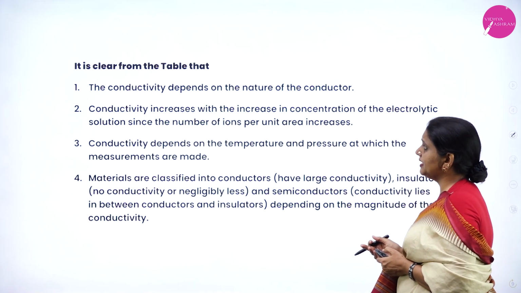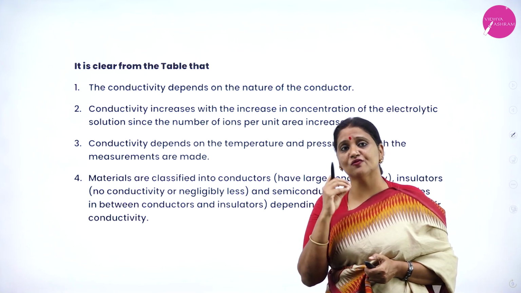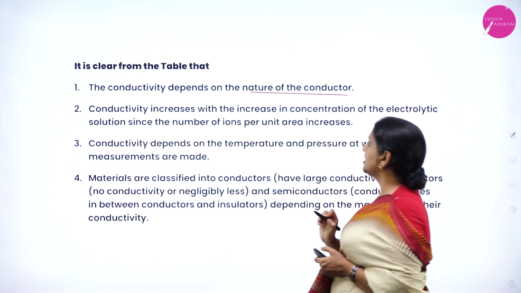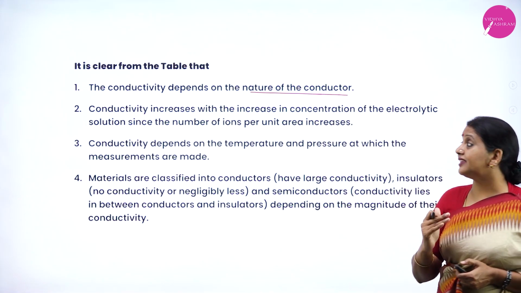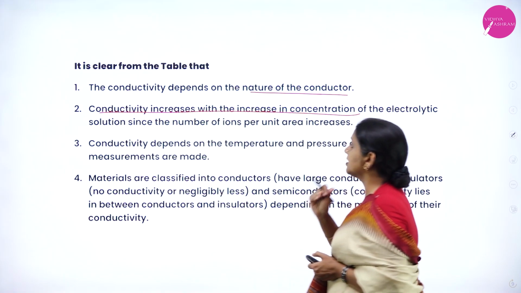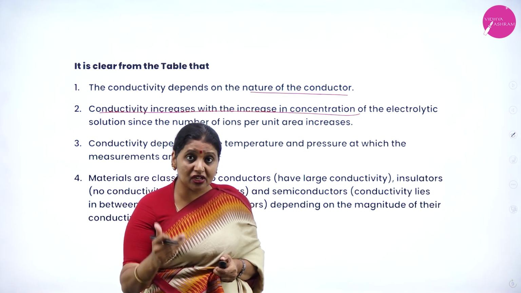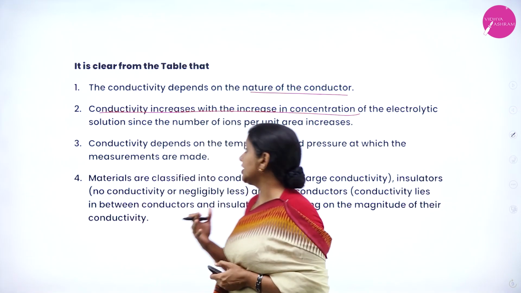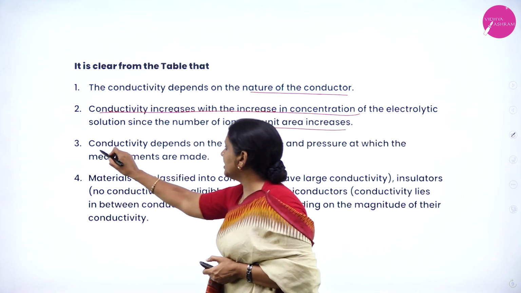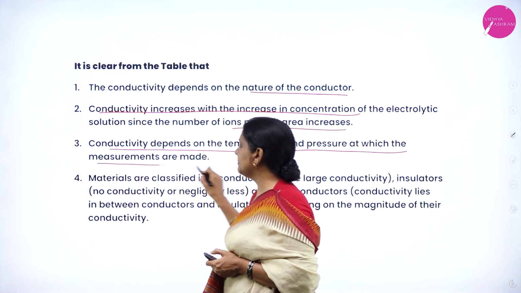Okay. Next, conductivity. How does conductivity depend on certain factors? Conductivity depends upon the nature of the conductor. And conductivity increases with increase in concentration. Why does conductivity increase with increase in concentration? Because as the concentration increases, the number of ions per unit area increases. Conductivity also depends on the temperature and pressure at which the measurements are made.